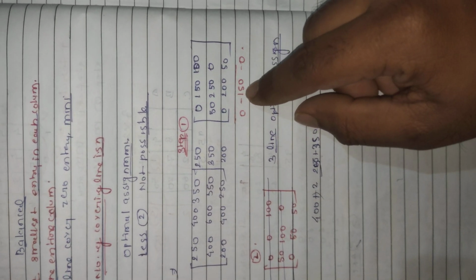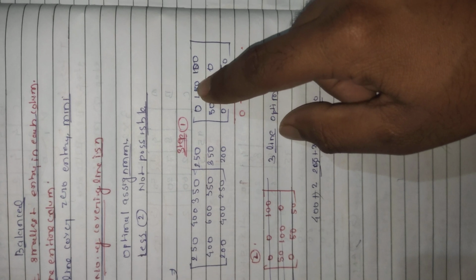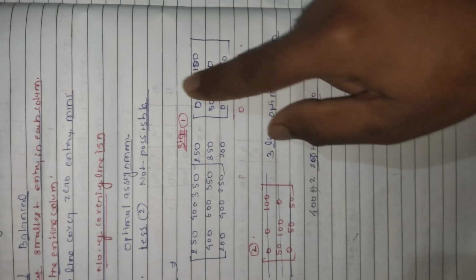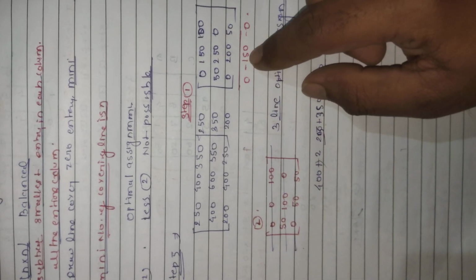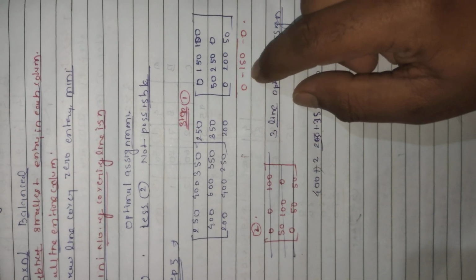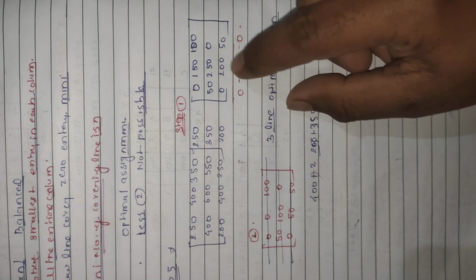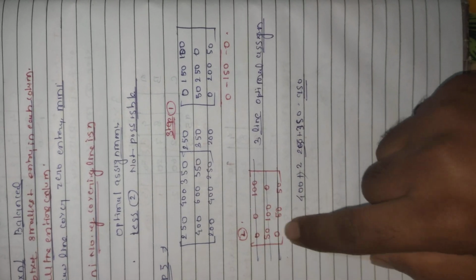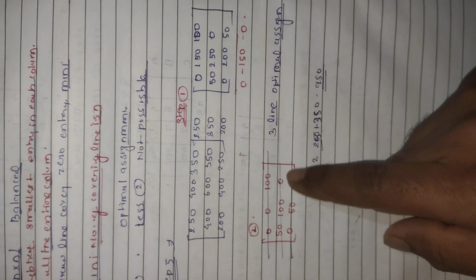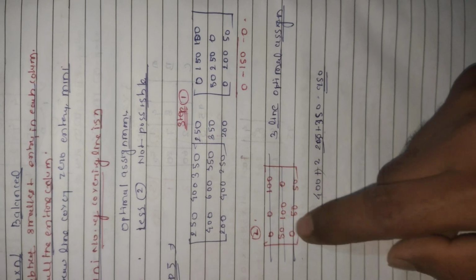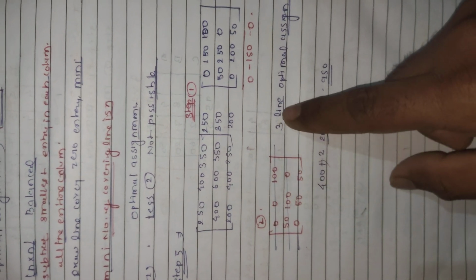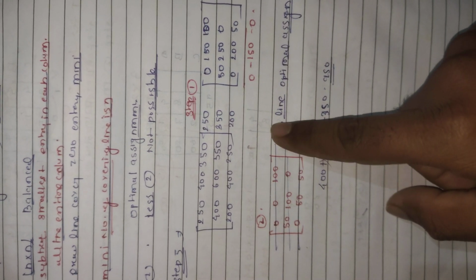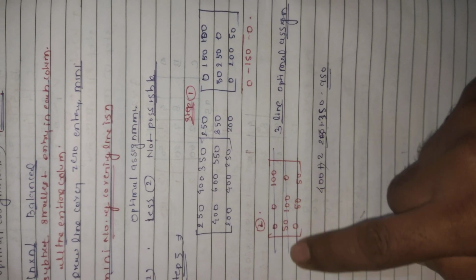So which number is the minimum? 150 is the minimum number, so subtract 150 from this column. 150 minus 150 is 0, 250 minus 150 is 100, and 200 minus 150 is 50. After this step, each row and each column has a zero. So three lines give the optimal assignment, that means covering all the zeros: first, second, third.